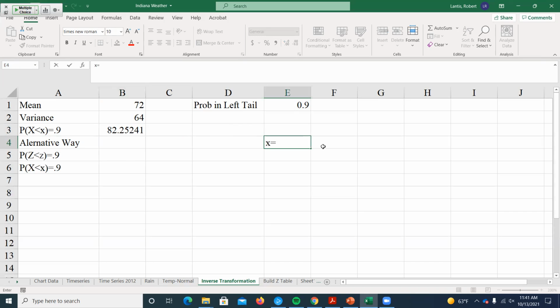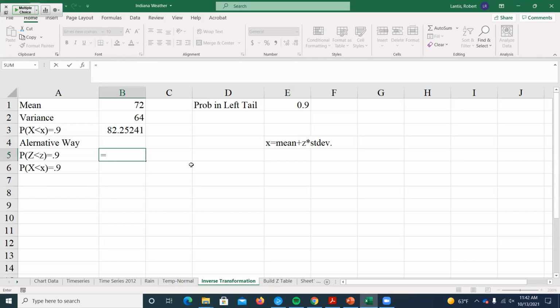If we remember, our inverse transformation formula was something like this: take the mean, add the z-score times the standard deviation. So instead of using the norm.inv, just like we had norm.s.dist and norm.dist, we can find first the z-score that would be the cutoff for that probability of 0.9, or that cumulative probability of 0.9, or the area to the left of 0.9. All different ways of saying the same thing.